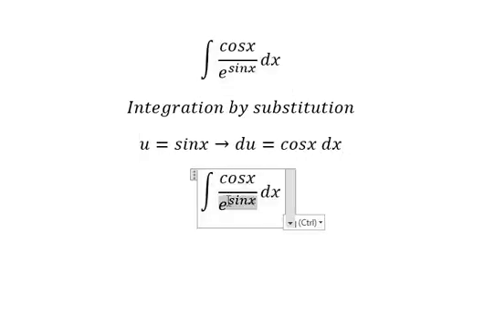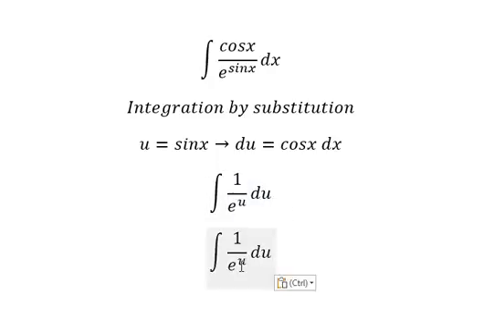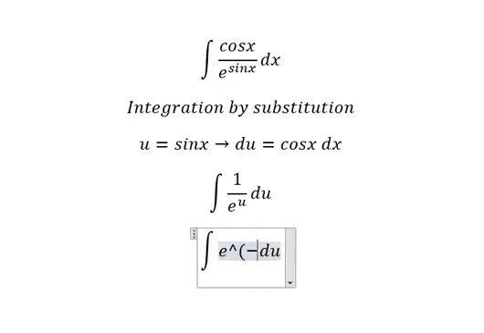This one we change to u. Cosine x dx we change to du. So if you want to put this one in the numerator, we have e to the power of negative u.